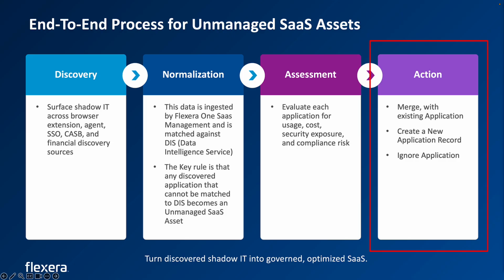Our final step is action. There are three actions available. The first one we will review is merge. This links unmanaged assets to existing DIS catalog applications. It consolidates users, activities, and usage data to the existing DIS application. This is used when the app already exists in your managed environment or it's just a naming or discovery mismatch. This is the most common and preferred path.